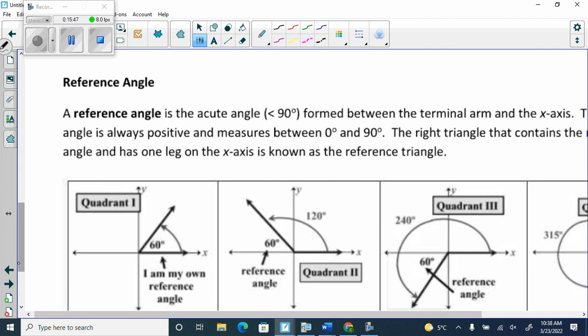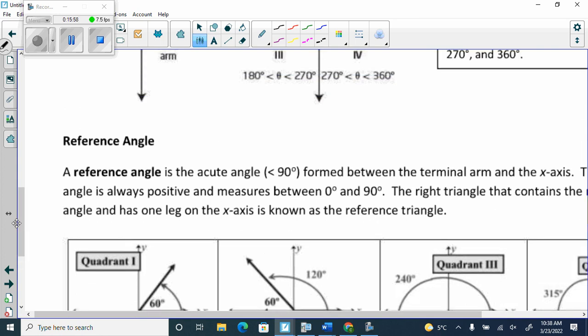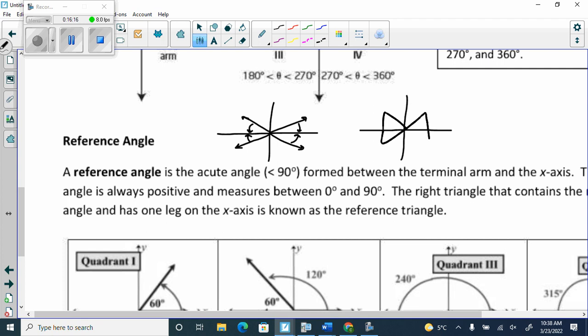The key thing about the reference angle is it is the angle between the x-axis and the terminating arm. The x-axis and the terminating arm. So I always call them the bow tie angles. That's how I help myself out. So when I draw it, I go like this. If my terminating arm's here, it's this angle. If my terminating arm's here, it's this angle. If my terminating arm's here, it's this angle. If my terminating arm's here, it's this angle. Which actually, if you draw it as triangles, makes a bow tie. Okay?